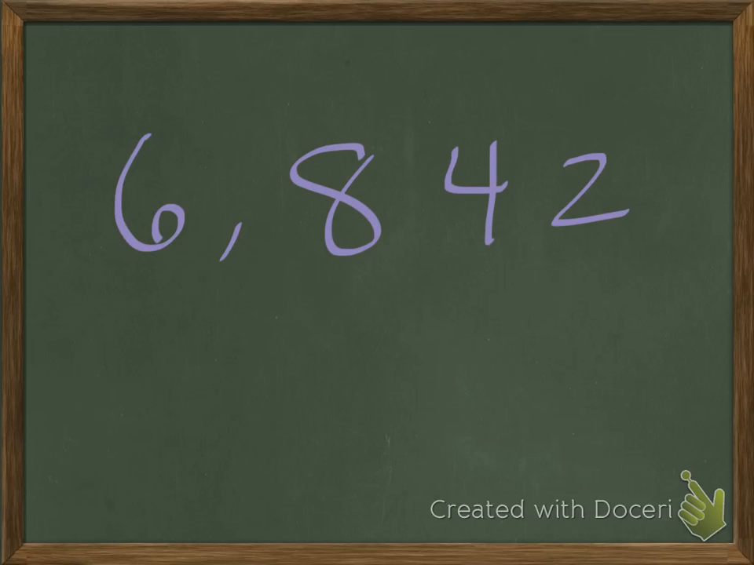Okay, let's do another practice problem. Let's say 6,842 rounded to the thousands column. So go ahead and pause me and figure it out. And hopefully you've already paused it and you've come back and you have an answer for me.